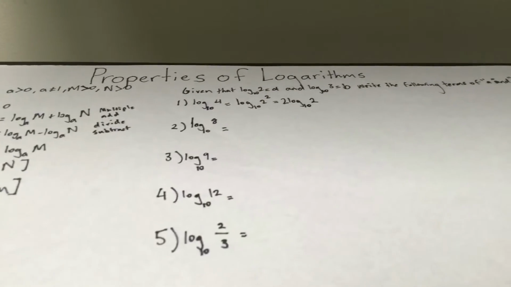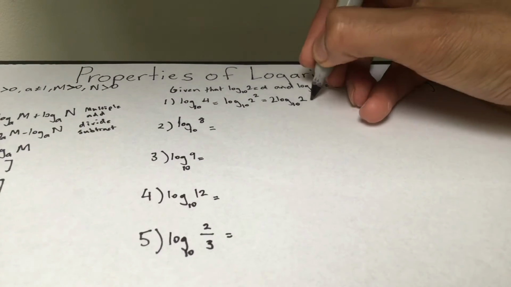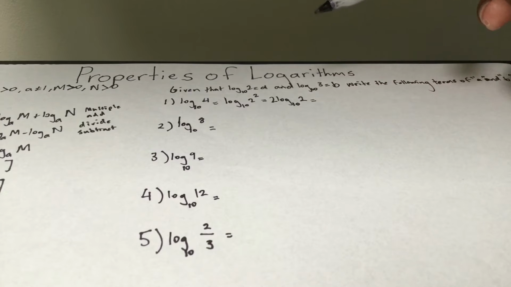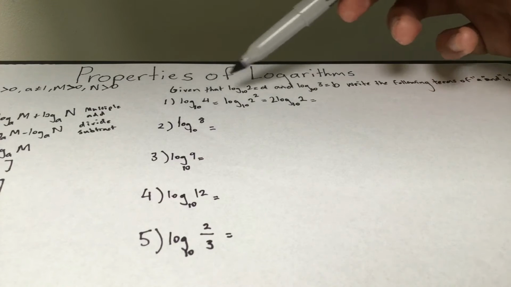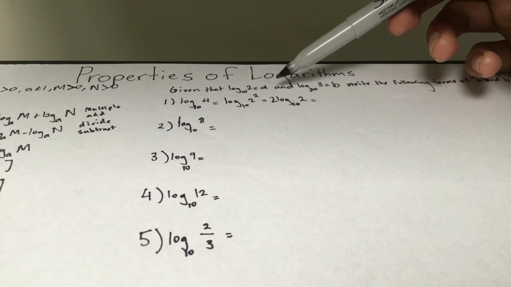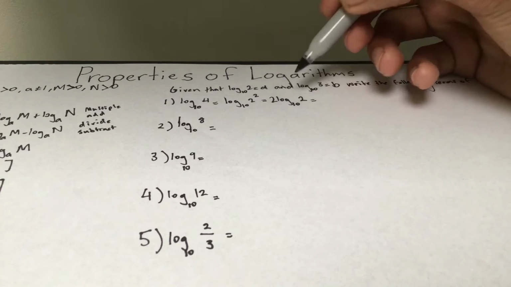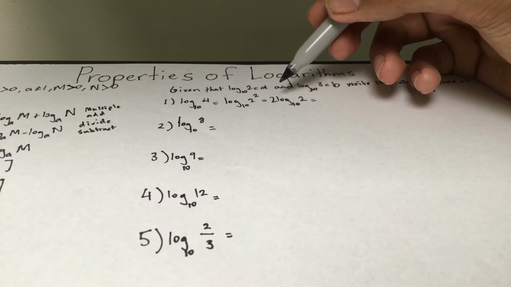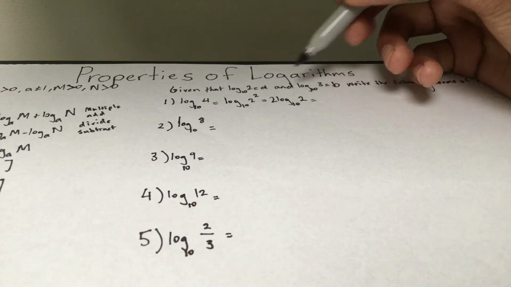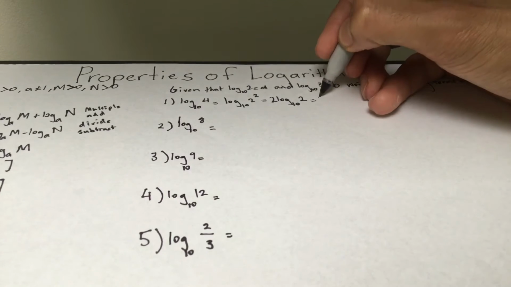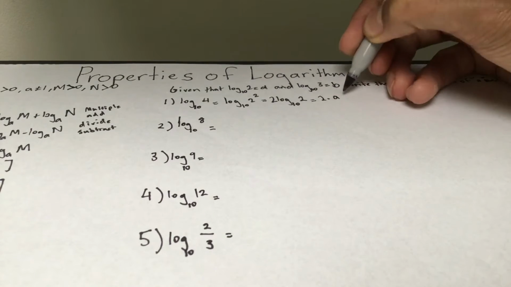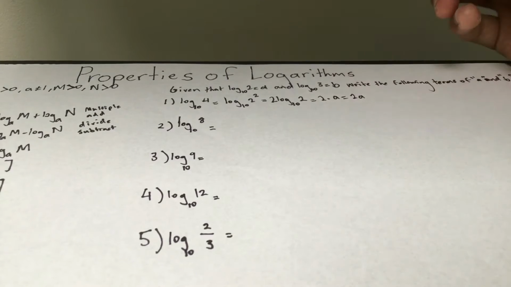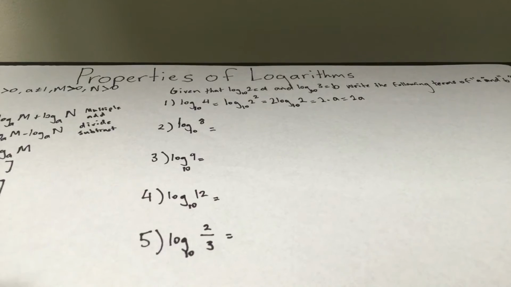We look at our question. It says that given that log 10 2 is equal to a, and our result shows log 10 2, so we replace it with a. So it will be 2 times a, which is 2a. That is our answer. Now let's do number 2.